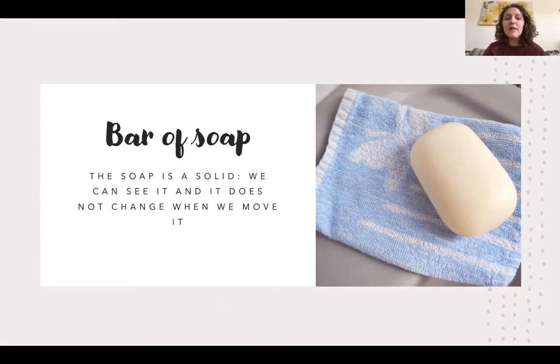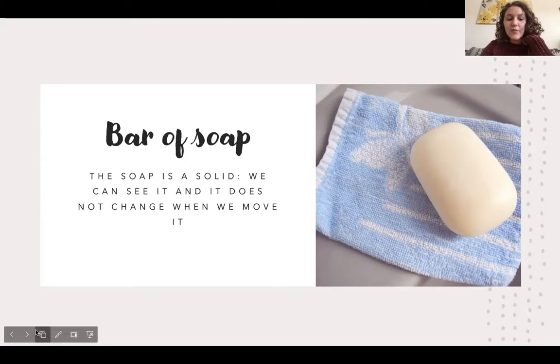A solid is something that you can see and it doesn't change whenever we move it around. A solid would be my ring. You saw it fall off, but look, it doesn't move. It's still a circle. If I try to squish it, it's still a circle. So it's a solid.